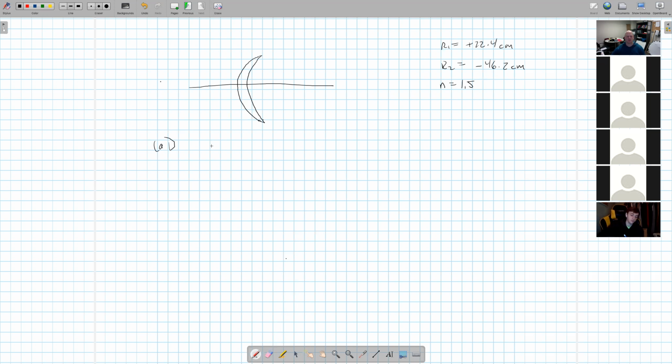So part A is we want to know the focal length, so that means we have to use our Lensmaker equation, which says that 1 over f is equal to n minus 1 times 1 over radius R1. In this case, I'm going to put a positive sign in here, 1 over R2, because I have a negative of a negative. The R2 is negative, so I'm going to put this in with a positive sign and call this the absolute value.